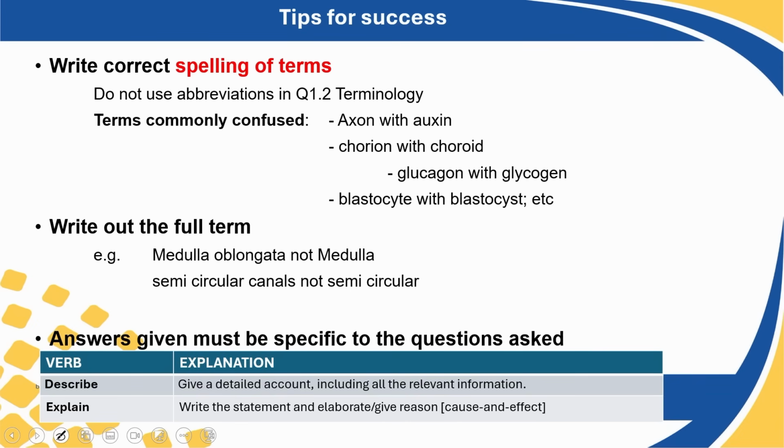Next, answer the specific question. Questions have an action verb. That is the verb at the beginning of the question, and that tells me what I'm expecting from your answer. So for instance, if you're asked to describe something, give a detailed account including all the relevant information. When you explain, write the statement and elaborate by giving reasons, in a cause and effect manner.